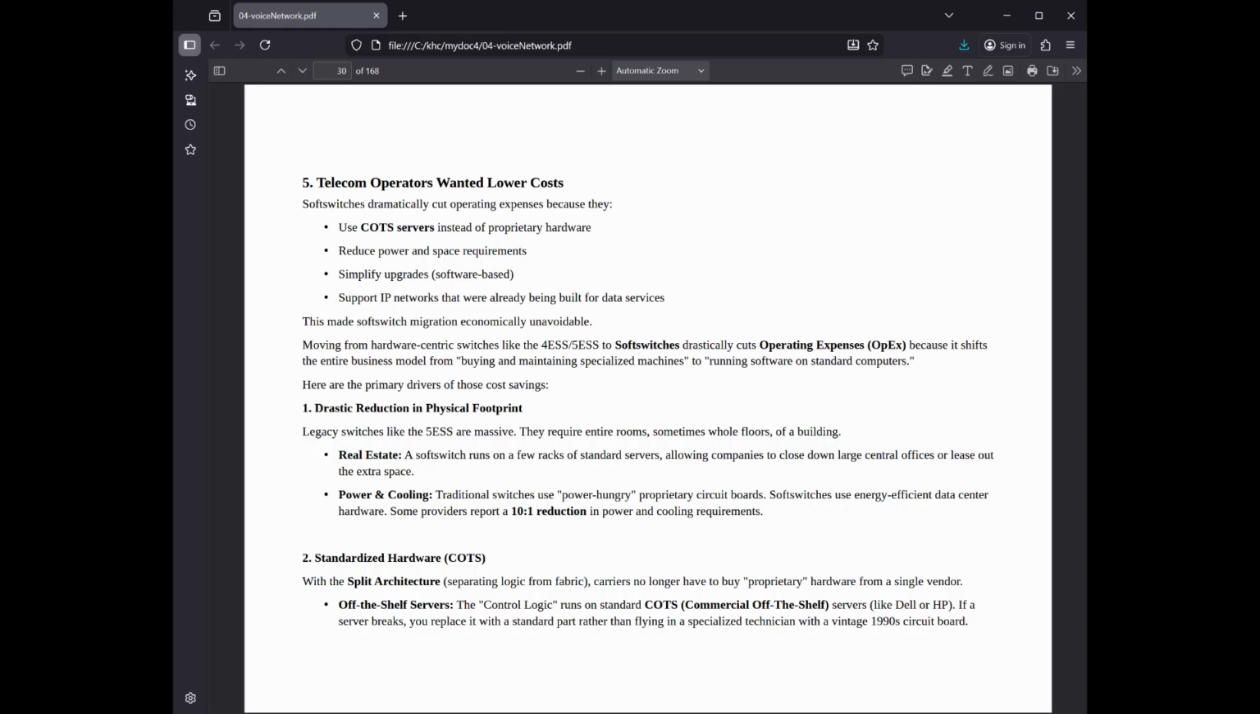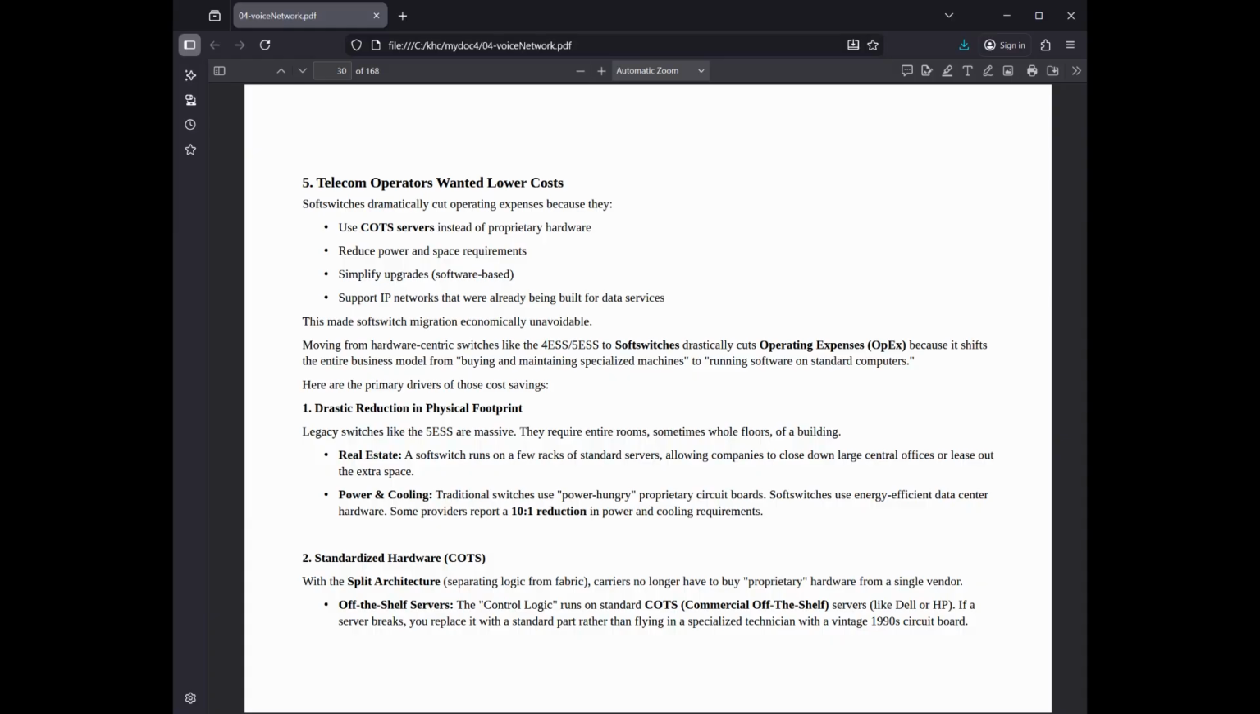1. Drastic reduction in physical footprint. Legacy switches like the 5ESS are massive. They require entire rooms, sometimes whole floors, of a building. Real estate: a soft switch runs on a few racks of standard servers, allowing companies to close down large central offices or lease out the extra space. Power and cooling: traditional switches use power-hungry proprietary circuit boards. Soft switches use energy-efficient data center hardware. Some providers report a 10:1 reduction in power and cooling requirements.